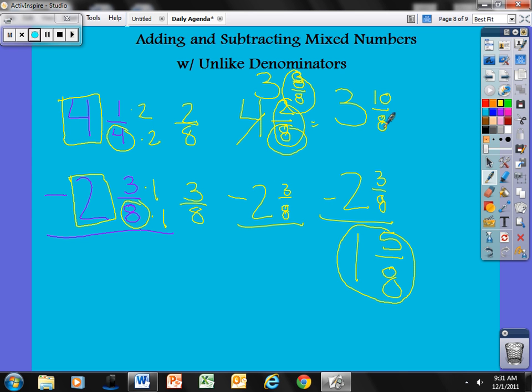And if you want to look at this, 3 and 10 eighths. Let's see here. 8 goes into 10 one whole time, which would then make it 4. The denominator stays the same. So here's another equivalent mixed number. 3 and 10 eighths is the same as 4 and 2 eighths, and that reduces to 4 and 1/4, which is my original fraction back here. So all I'm doing is renaming. Okay, let's try one more.